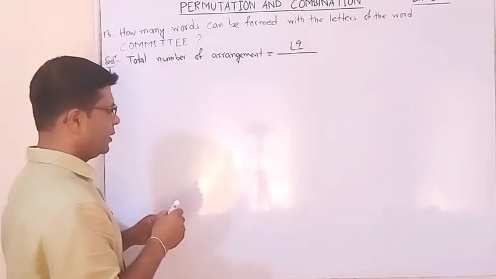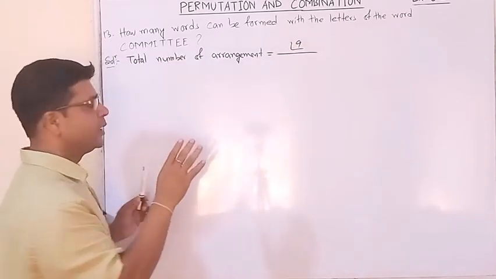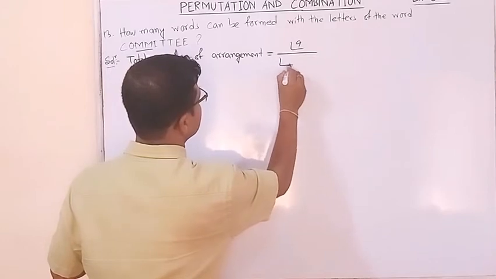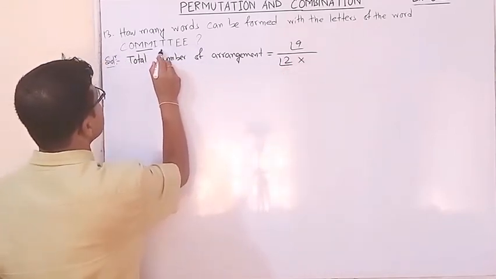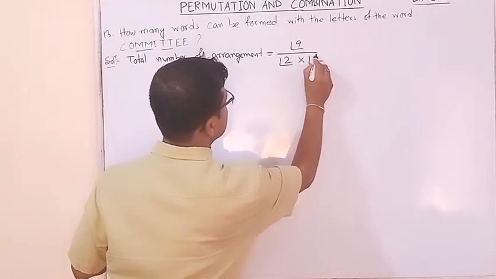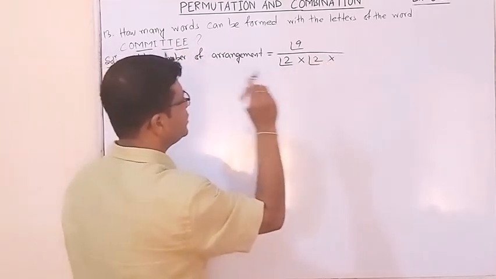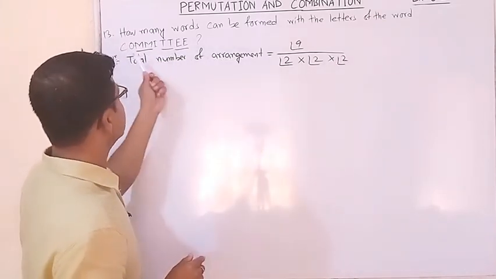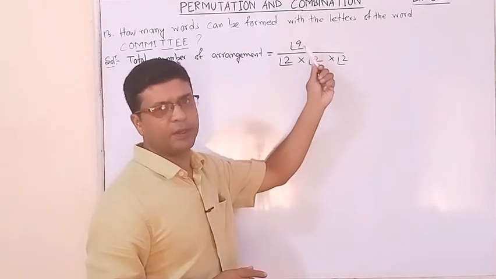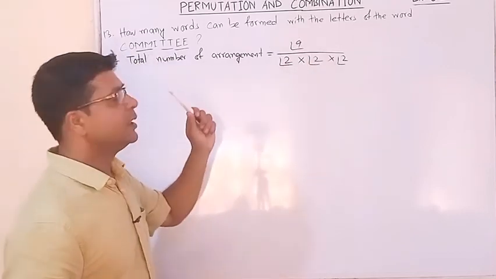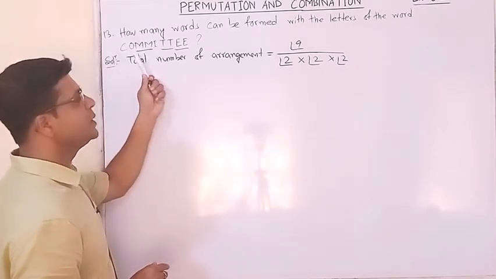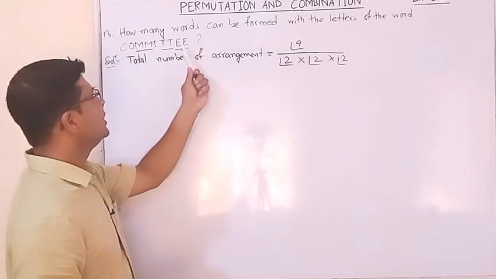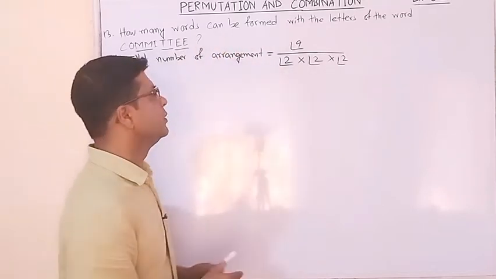Then we shall divide by the factorials of the repeated letters. 2M, factorial 2, into 2T, factorial 2. Again there are 2E, so factorial 2. I am again explaining. There are 9 letters. Those 9 letters can be arranged in factorial 9 ways, divided by the factorials of the individual letters which are repeated. M is repeated twice, so divided by factorial 2. T is repeated twice, so divided by factorial 2. E is repeated twice, so divided by again factorial 2. Let us simplify now.